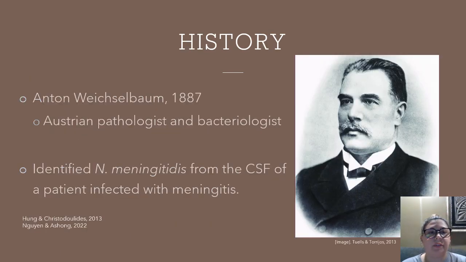In this slide, let's review the history of N. meningitidis. So this bacteria was first discovered in 1887 by an Austrian pathologist and bacteriologist, Anton Weichselbaum. He first identified a Diplococcus intracellularis meningitidis from the cerebrospinal fluid of a patient infected with meningitis. This organism was reclassified as a member of the genus Neisseria after the German physician Albert Neisser discovered the Diplococcus known as Neisseria gonorrhoeae in 1879.